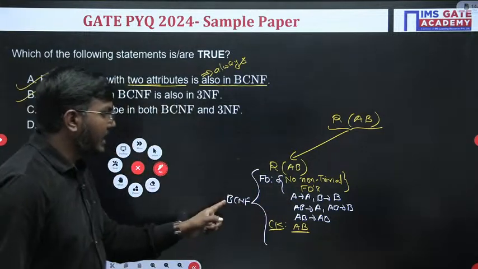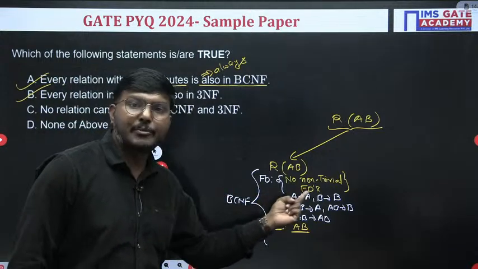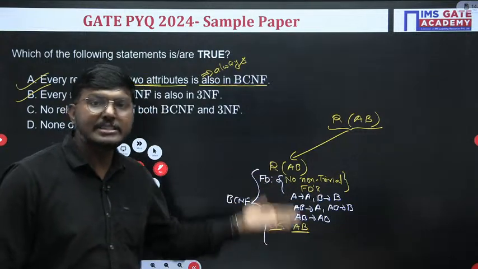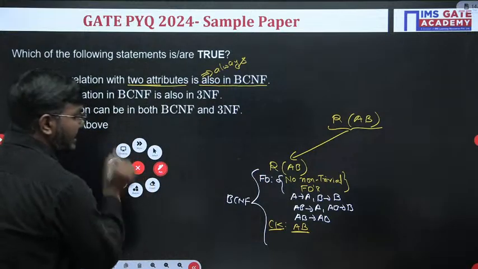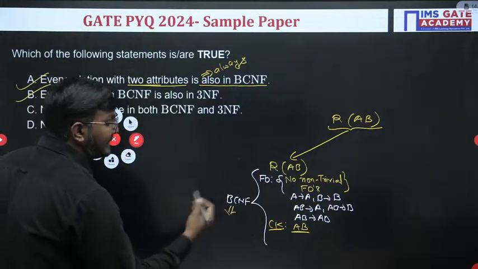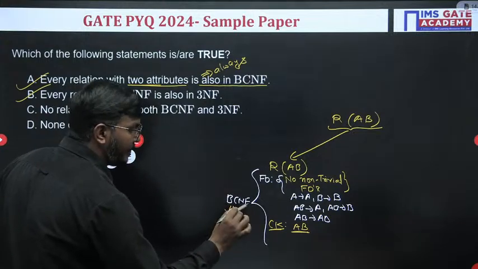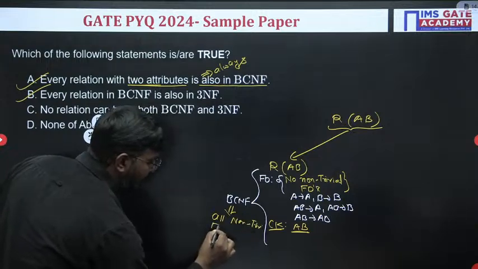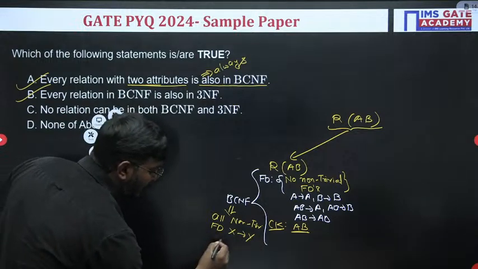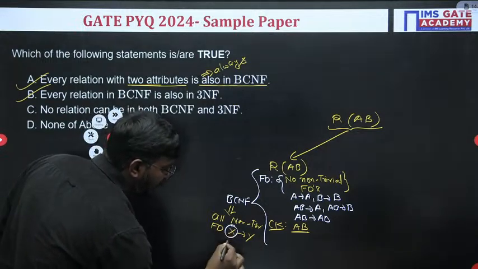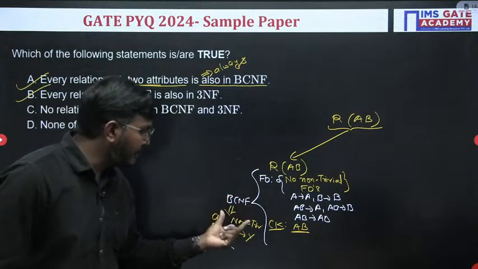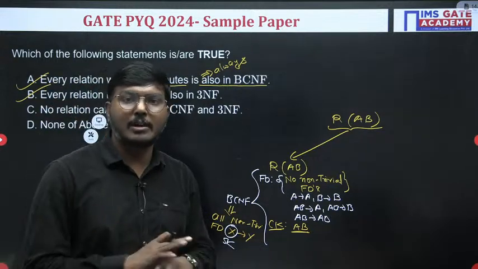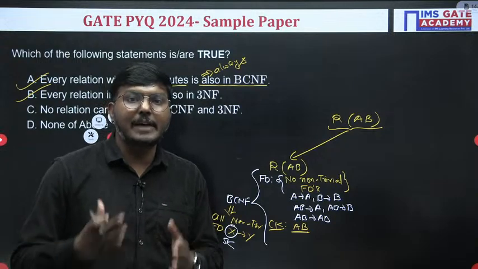Now you can ask: we have one FD, A goes to A, and the LHS is not a super key, so how is this in BCNF? See, the BCNF definition says a relation R is in BCNF if for all non-trivial FDs X goes to Y, X must be a super key. The definition of BCNF is based on non-trivial FDs. All normal form conditions are always defined over non-trivial FDs.